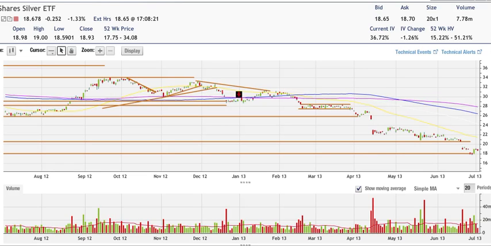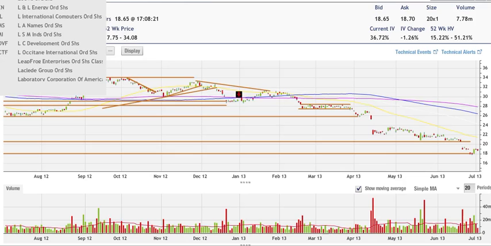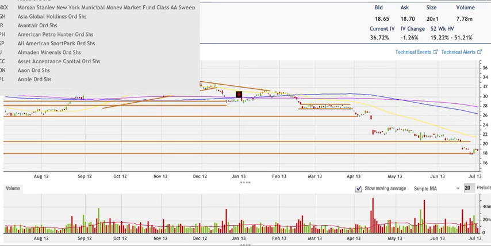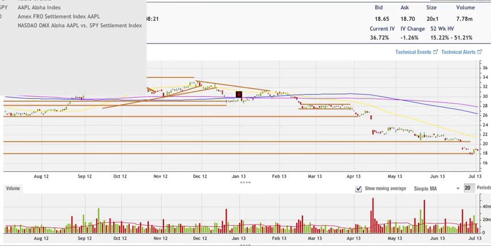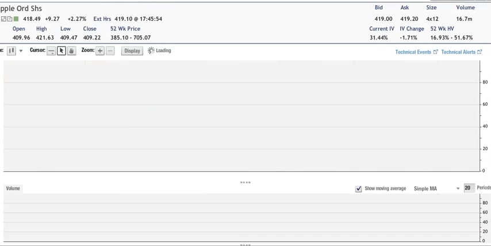Apple. Let's go to stocks now. Here we have the daily chart for Apple. And today Apple was up. We talked about getting long around the 385 level. It went as low as 388. We missed that trade. We talked about that also.